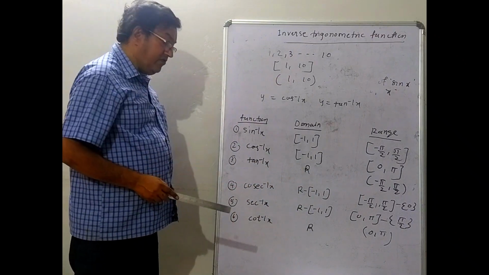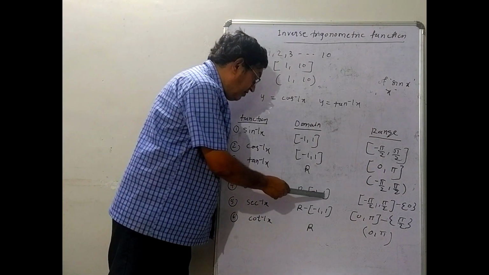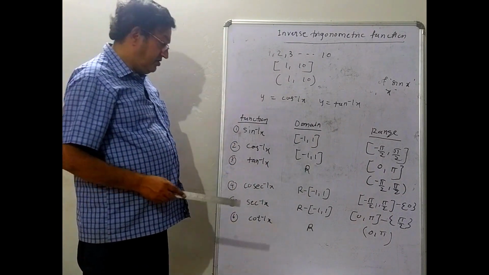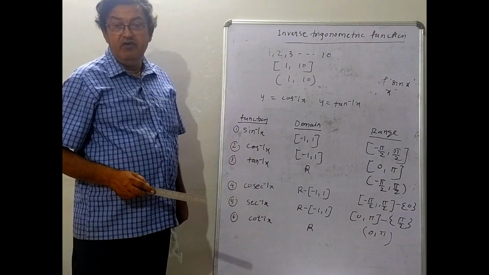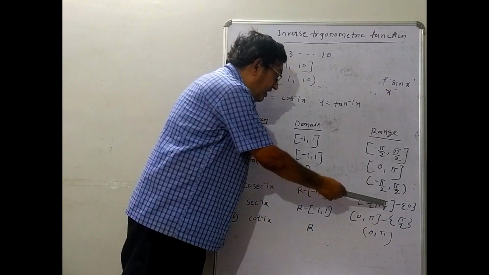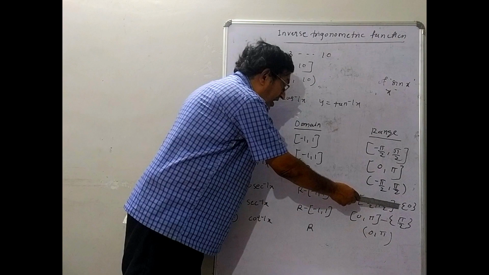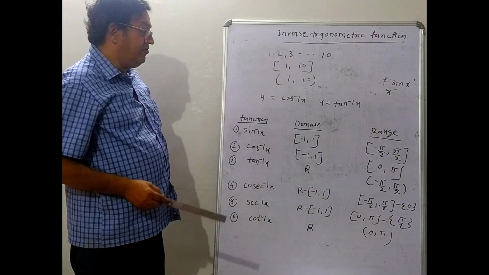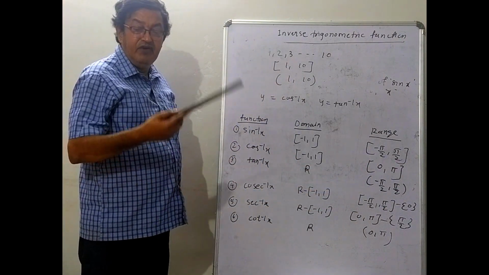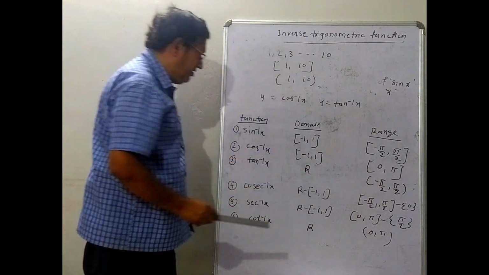Then we come to cosec inverse of x. The domain is R minus of minus 1 to plus 1, because cosec is the reciprocal of sine. And here the range is minus pi by 2 to plus pi by 2 minus 0. Why minus 0? Because sine 0 is 0, so if you take the reciprocal, it is not defined. That is why 0 is excluded.